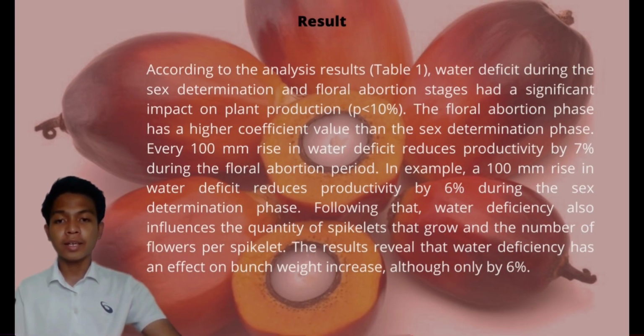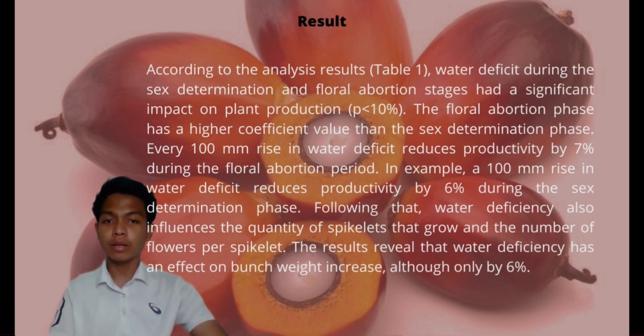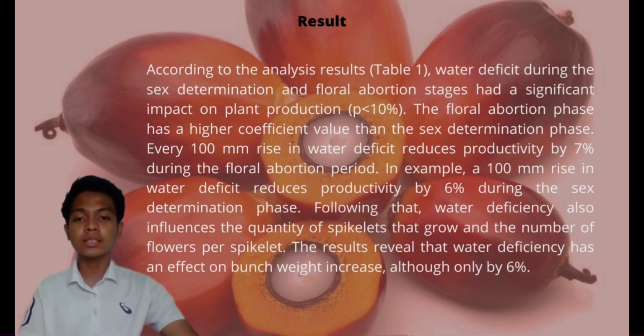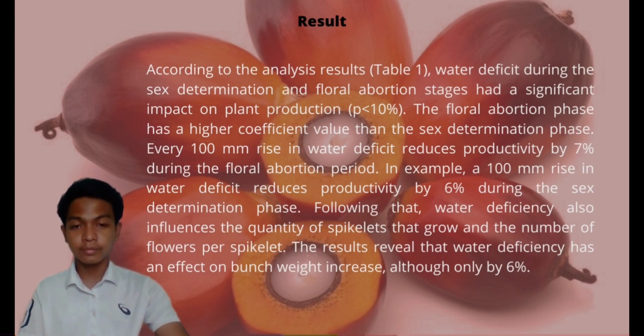For the result, according to the analysis result in Table 1, water deficit during the sex determination and floral abortion stages had a significant impact on plant production. The floral abortion phase has a higher coefficient value than the sex determination phase. Every 100 mm rise in the water deficit reduces productivity by 7% during the floral abortion period. For example, a 100 mm rise in water deficit reduces productivity by 6% during the sex determination phase.